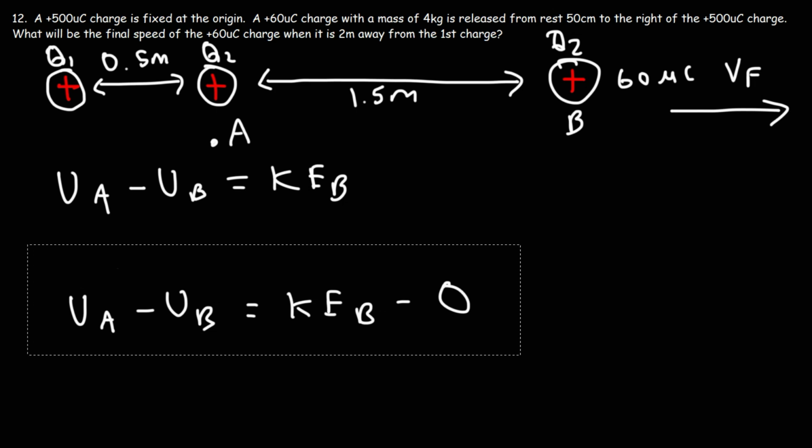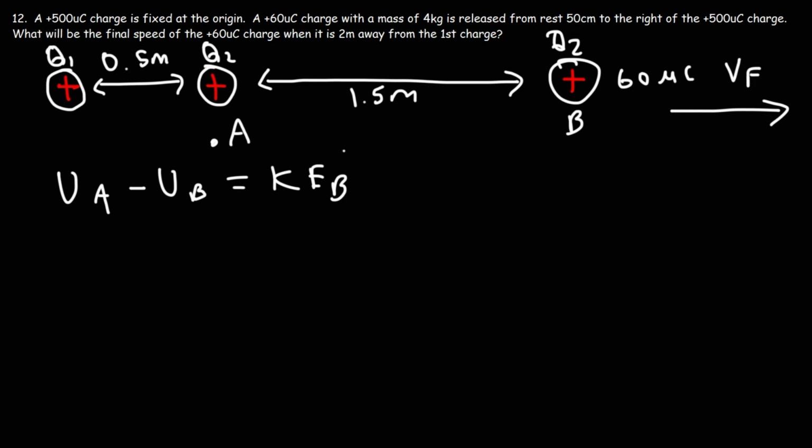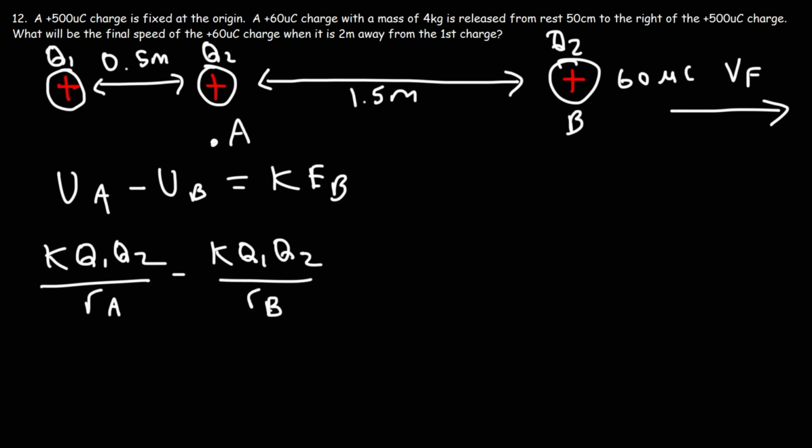So the only difference between this problem and the last was that UB was 0. But this time, B is not at infinity. B is at a certain distance. So there is a potential at B. I mean specifically an electric potential energy at B. So let's calculate UA and UB. So UA is going to be K Q1 Q2 over RA. UB is going to be K Q1 Q2 over RB.